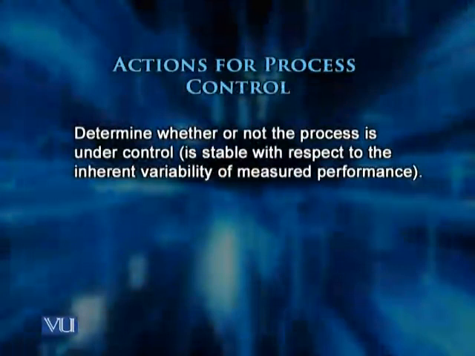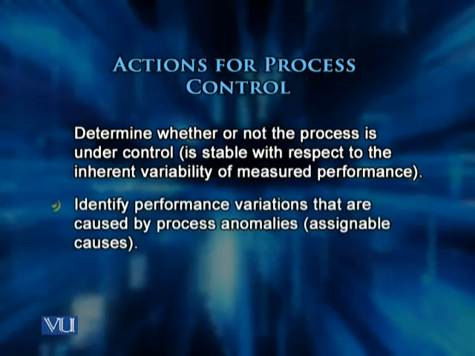And one of the objectives of process control is that you want to determine whether or not the process is under control, that is stable with respect to inherent variability of measured performance. जब भी आप कोई नया प्रोसेस इंट्रोड्यूस करते हैं, उसको डिफाइन किया, उसको एक्सिक्यूट किया, then you would want to ensure that that process is controlled while it is being executed. And you identify performance variations that are caused by process anomalies. यानी कि जो causes हैं उनकी वजह से जो variations हैं उनको आप identify करते हैं, उनको आप document करते हैं. ये वो objectives हैं जो कि process control के साथ attached हैं.